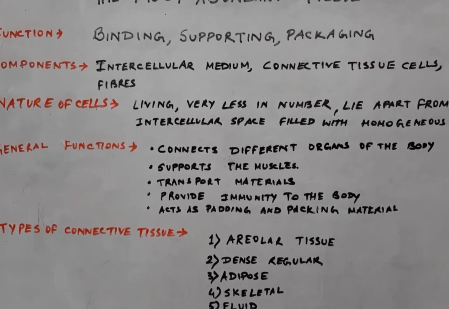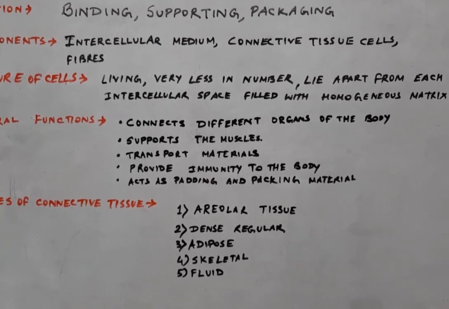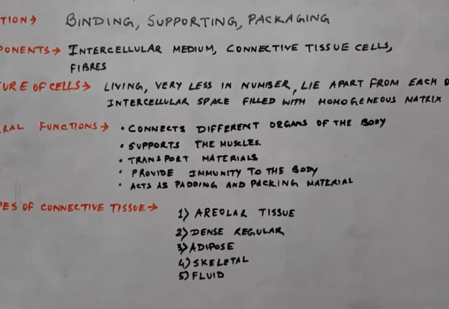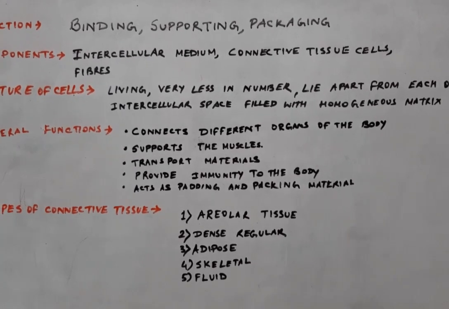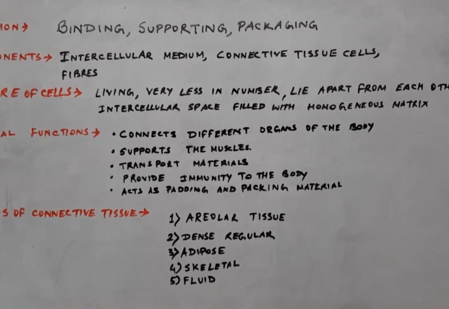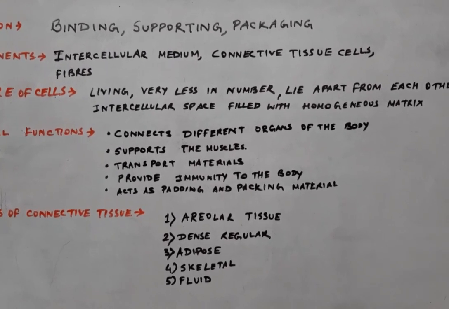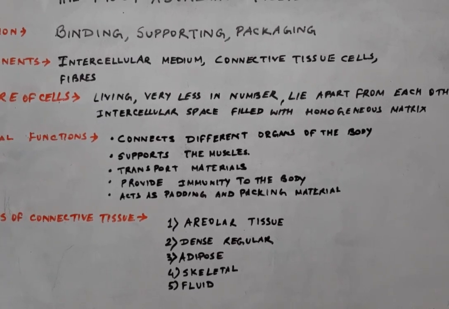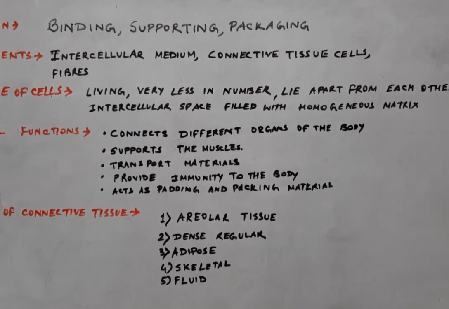Now let's have a look at the general functions of these tissues. There are several general functions of connective tissues. Here I am going to describe only 5 general functions. First function, it connects the different organs of our body as ligament and tendon. Second, it supports the muscles in the form of endoskeleton made up of bone and cartilage.